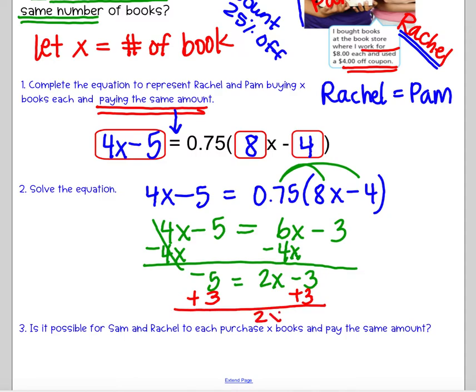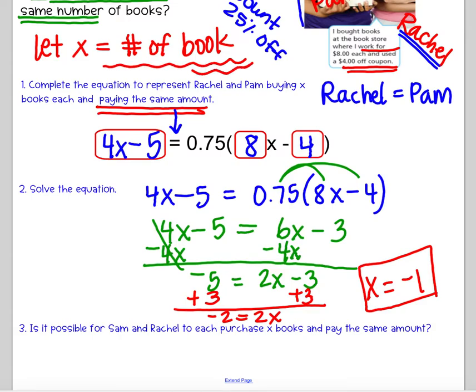So I'm left with 2x is equal to negative 2, which means that x is equal to what? Negative 1. x is equal to -1. And what did x represent? The number of books. That's weird.